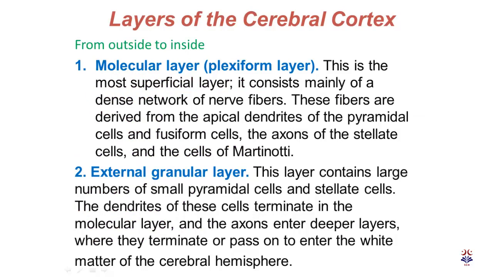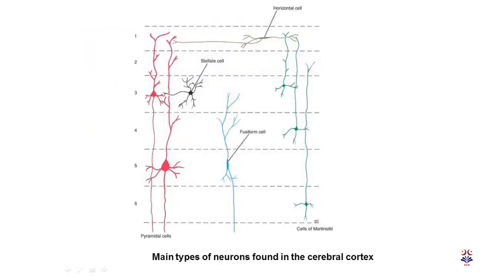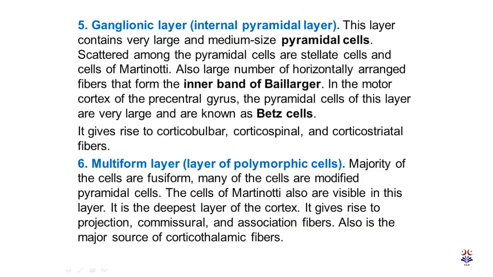First is the molecular layer, which we already discussed in the previous lecture. Then is the granular layer. Third is the external pyramidal, then internal granular and internal pyramidal, which is also called the ganglionic layer. And the last one, the deepest layer, is the multiform layer or layer of polymorphic cells. The different types of cells and fibers contained in each layer were discussed in the previous lecture.